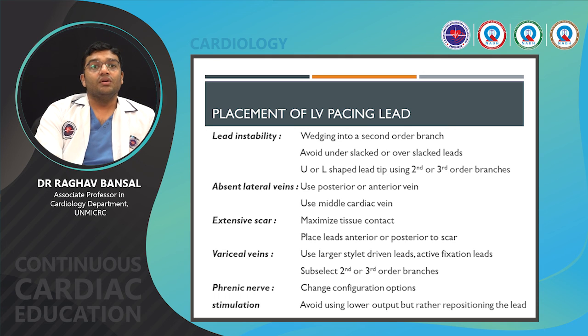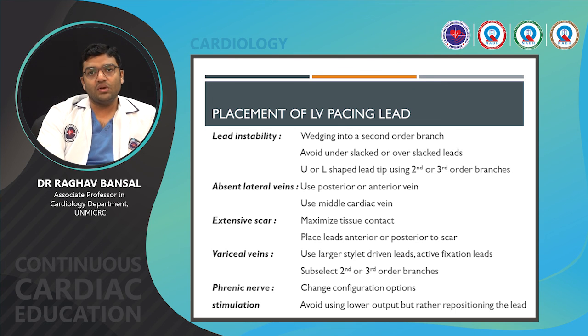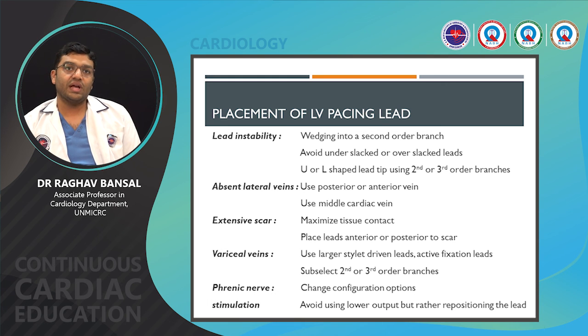If the veins are very large, if the veins are variceal, you can use an active fixation lead, which is now available in Medtronic. It is a very good method because sometimes in very large veins, the lead will just keep on coming out. So you can use an active fixation lead to just fix the lead. It has a small helix on the proximal shaft between the third and the fourth poles, and this helix gets hooked onto the tributary wall, and this allows the active fixation of the lead inside the CS tributary.